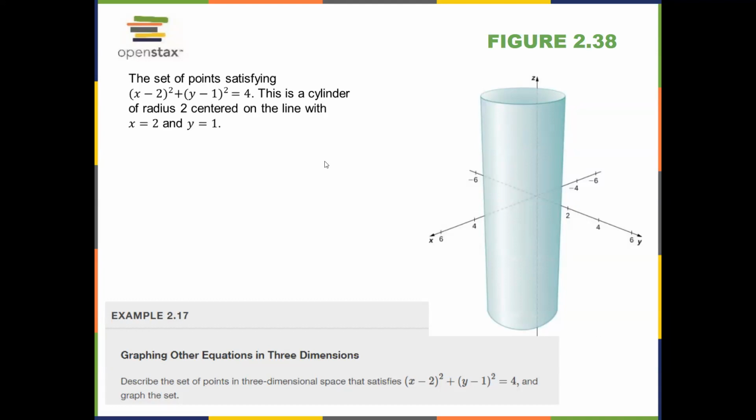All right. So now we're looking at a cylinder.